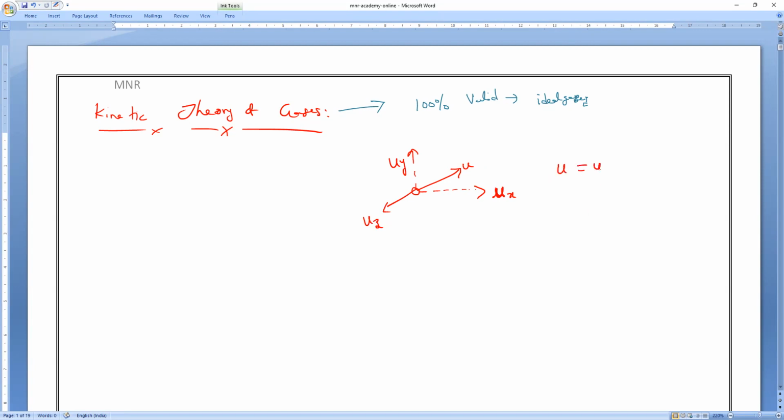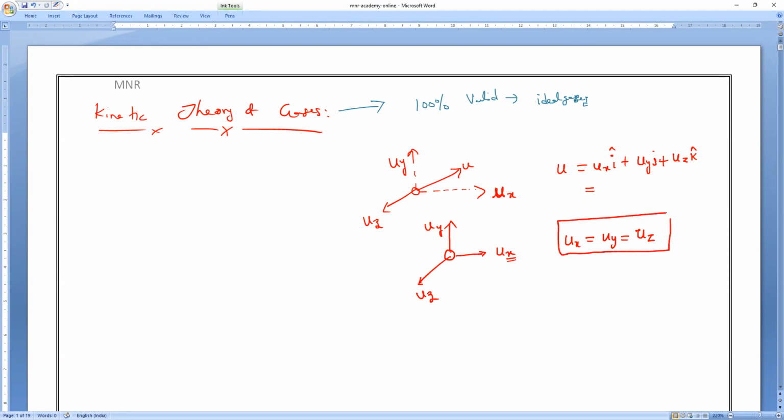So average velocity is equal to the x direction velocity i cap plus the y direction velocity j cap plus the z direction velocity k cap. Vectors, remember, everybody? For example, this gas particle is moving with the velocity u in the x direction. In the y direction also it can go with the same velocity, and in the z direction also. So ux equals uy equals uz, which means it can go with the same velocity in any direction.